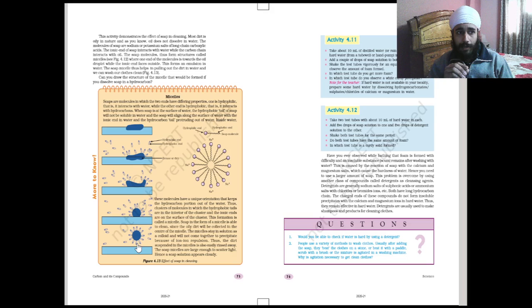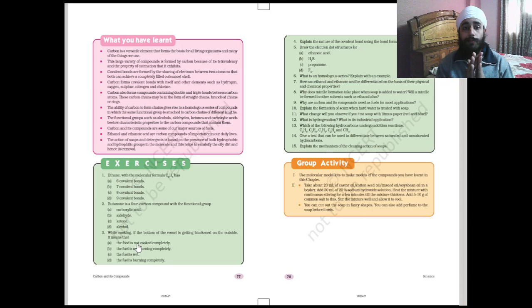This much is enough for this chapter, and now we have the points to ponder. Carbon is a versatile element that forms the basis of all living organisms and many of the things we use. This large variety of compounds is formed by carbon because of its tetravalency and the property of catenation. Carbon forms bonds within itself and with other elements: hydrogen, oxygen, sulfur, nitrogen, chlorine, and the halogen family as well.